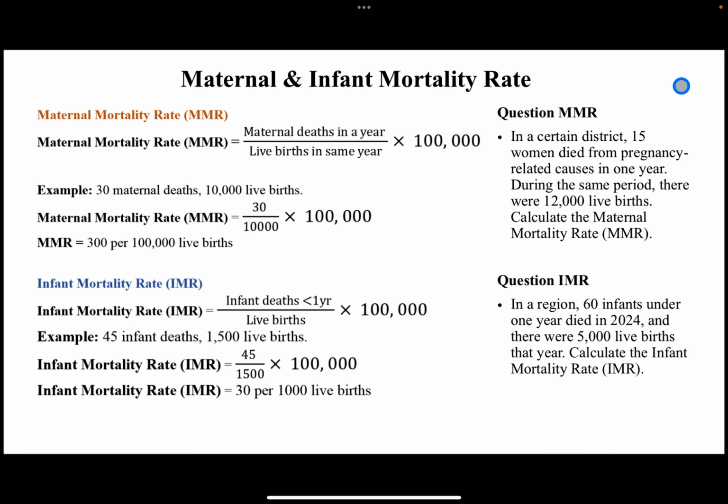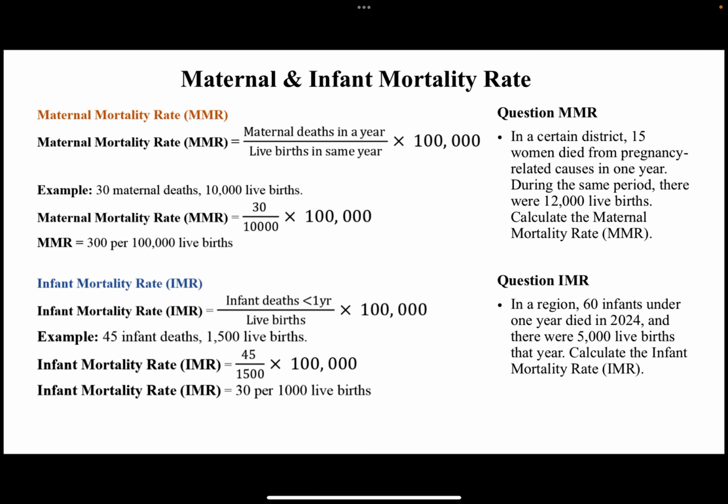Okay, let's do this calculation together. We are going to have 15 divided by 12,000. Then you multiply your answer by 100,000. Then you get 125. So 125 per 100,000 live births.